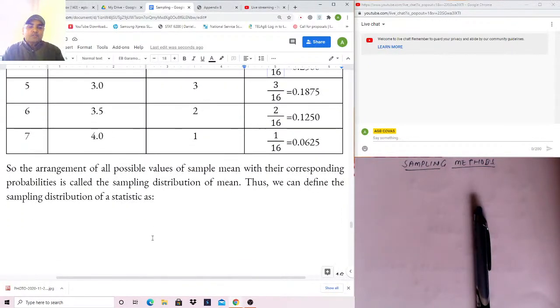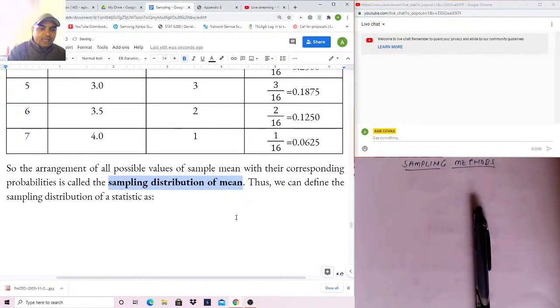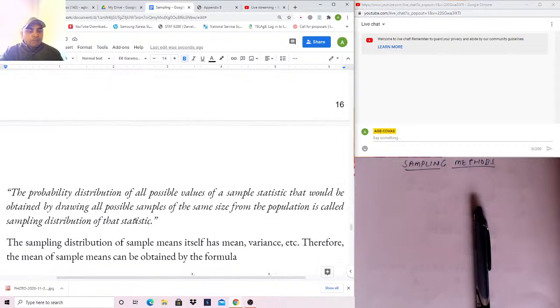So the arrangement of all possible values of sample mean with their corresponding probability is called the sampling distribution of the sample mean. So you have taken out the sample of two typists, then you have calculated the sample mean for each of them, then the corresponding probability, right? Now, therefore, how can we define this? The probability distribution of all possible values of a sample statistic that would be obtained by drawing all possible samples of the same size from the population is called the sampling distribution of that statistic. It can be the mean, it can be the variance or any other, right?